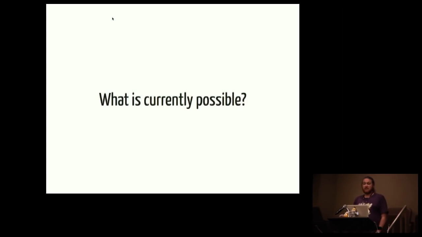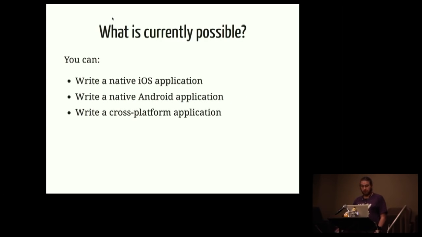Okay, so given that definition of mobile Python, what is currently possible? Well, the short version, you can write a native iOS application, you can write a native Android application, and you can write cross-platform applications that target both of them. So let's start with iOS. We're going to start with iOS because it's actually the easier of the two to get going.